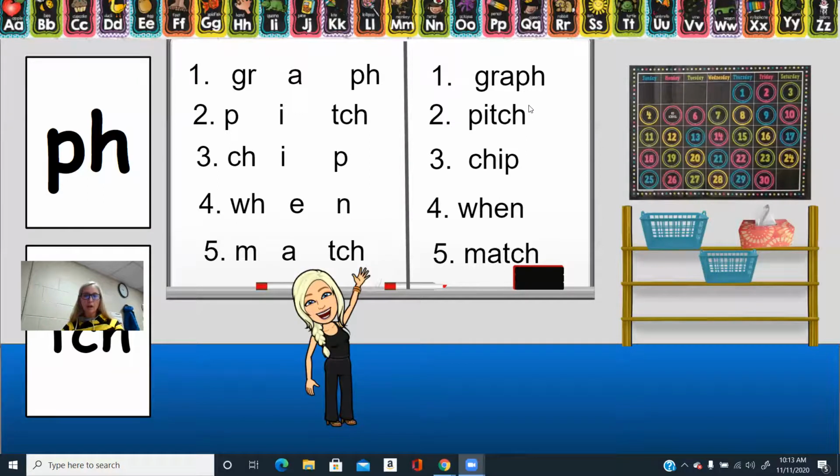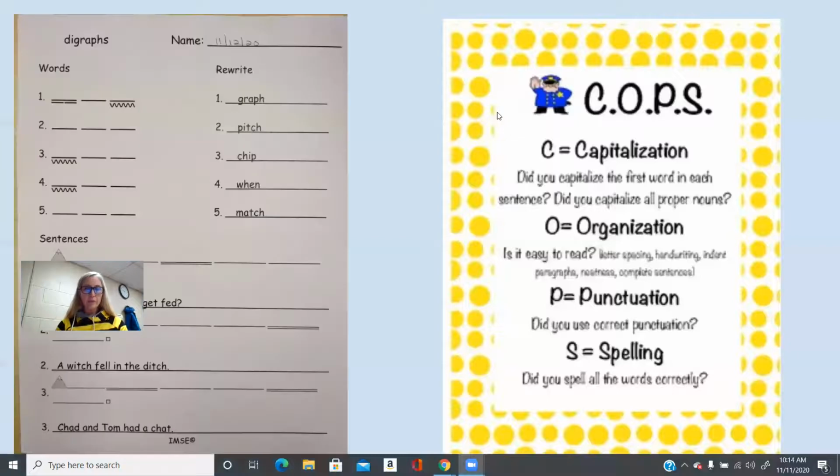All right, before we go on, let's take a moment to read our words. Let's start at the top. Graph, pitch, chip, when, match. Let's start at the bottom and read up to the top. Match, when, chip, pitch, graph. Those are all really new words to us. Everything we can read, we know all of those rules. Great job, friends.